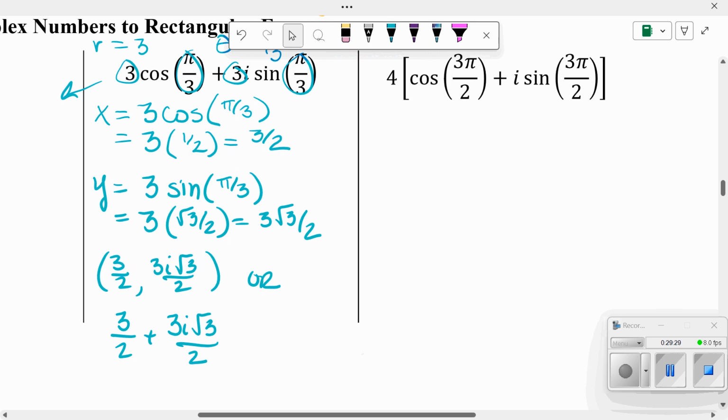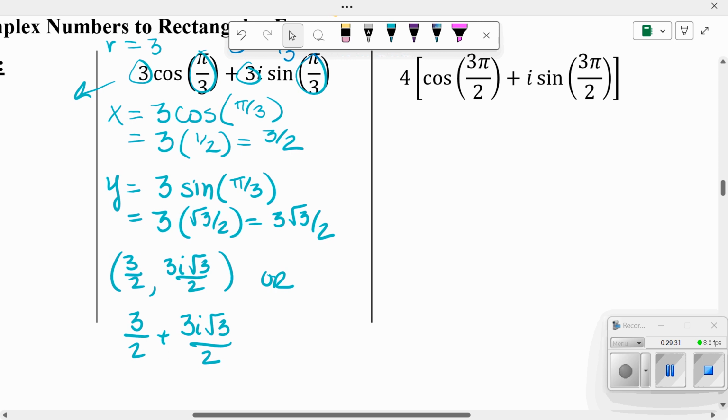All right, let's see if you guys can do this one. Go ahead and pause the video, figure out what r is, figure out what theta is, and then write your answer. Hopefully you figured out r was 4 and theta was 3 pi over 2. So we got x is equal to 4 cosine 3 pi over 2. Well, at the bottom of the circle, cosine is 0. So we should just get 0 for that one.